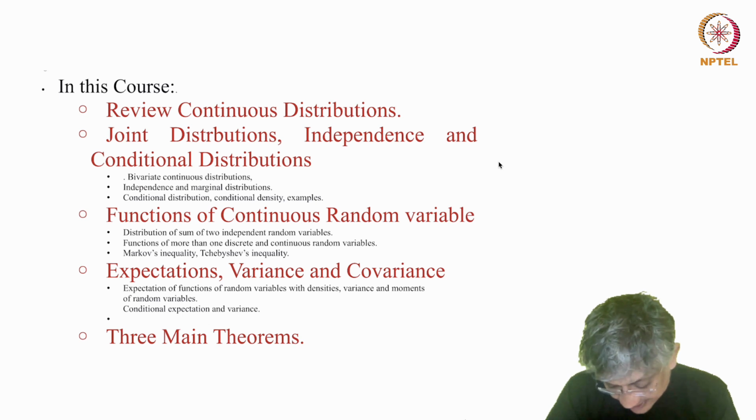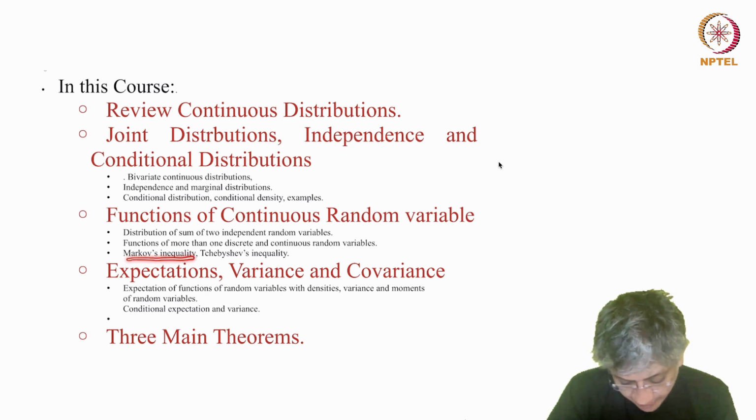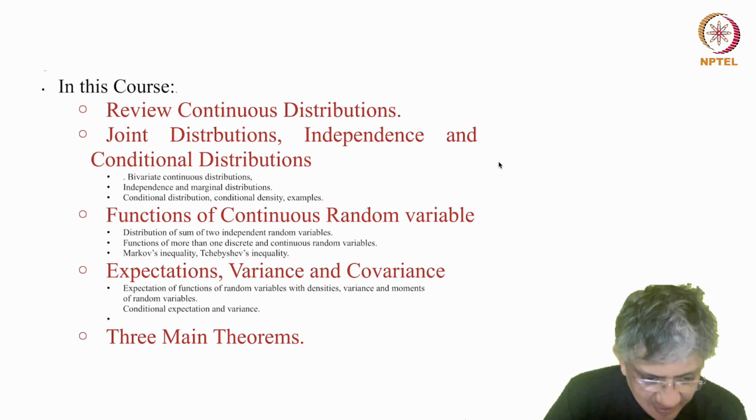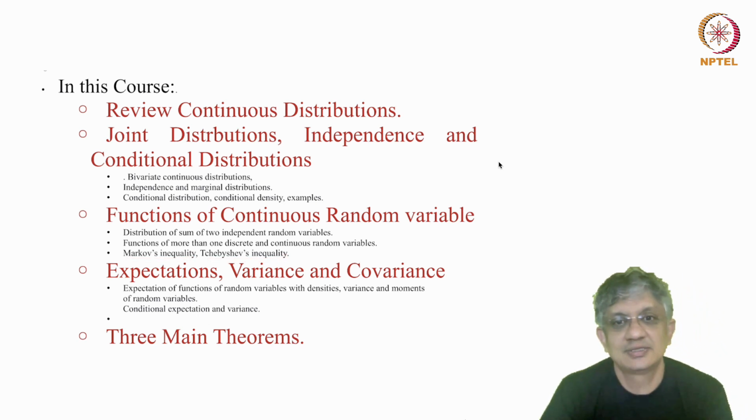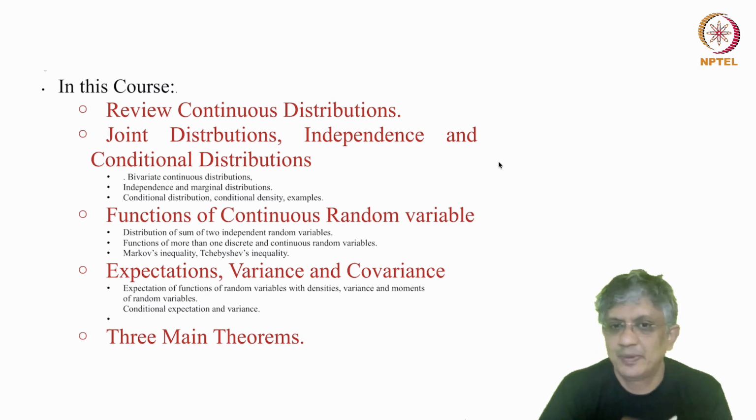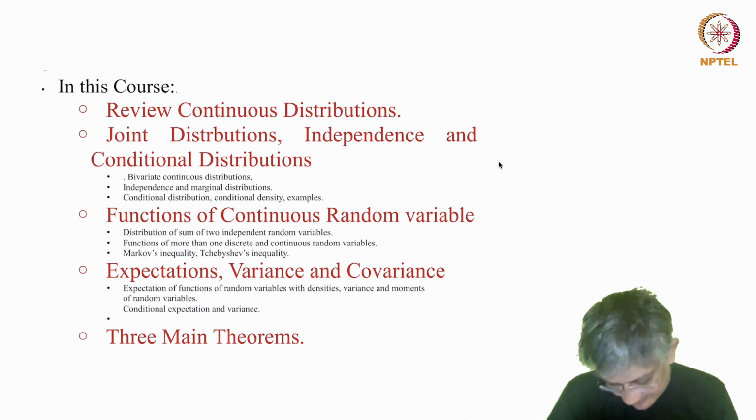Then we'll move on to discussing the two key inequalities, Markov's inequality and Chebyshev's inequality. These inequalities govern probabilities of key events for random variables. They decide how a random variable differs from a fixed number by a certain amount, and we try to estimate the probabilities. They are very powerful inequalities, and we discuss them in detail.